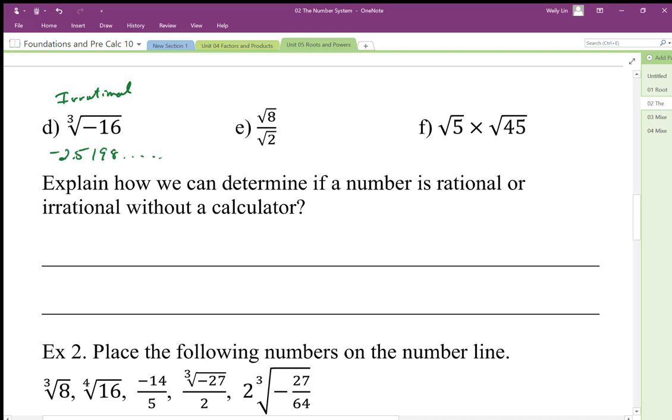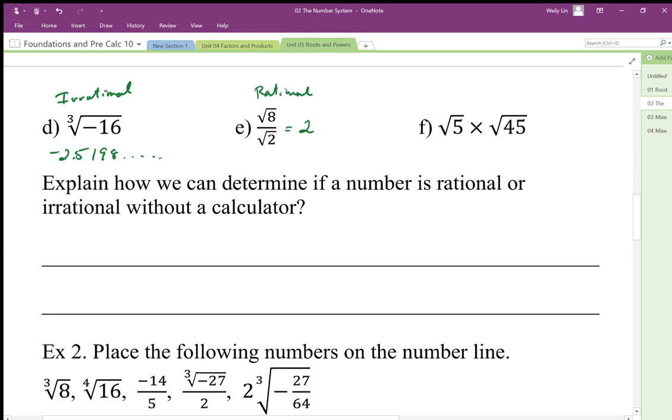Here we end up with square root 8 divided by square root 2. Well, square root 8 is not a perfect square. Square root 2 is not a perfect square, so maybe we're going to end up with an irrational number. But when I actually work that out, square root 8 divided by square root 2, and I do this all in one calculation, I don't do the decimals for this. My calculator gives me exactly 2. So that means that this must be rational.